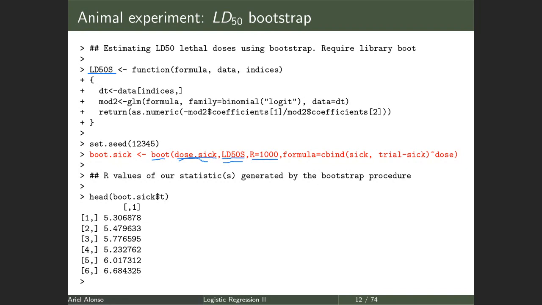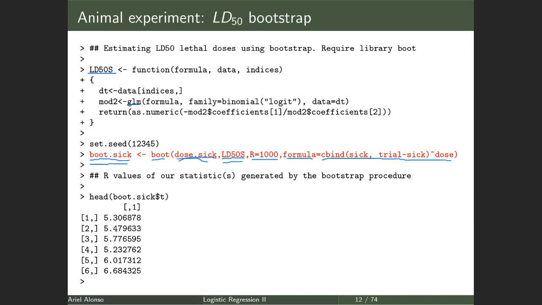1,000. Computers are now extremely fast. You could use 2,000, 3,000. It's very fast. And now you're giving the formula R is going to use here to fit this GLM. And the formula is the formula we used at the beginning to fit the model. So it's just the number of animals that got sick, comma, the number of animals that didn't get sick, times the doses. And when you do that and you put it here, you have now all the bootstrap analysis.